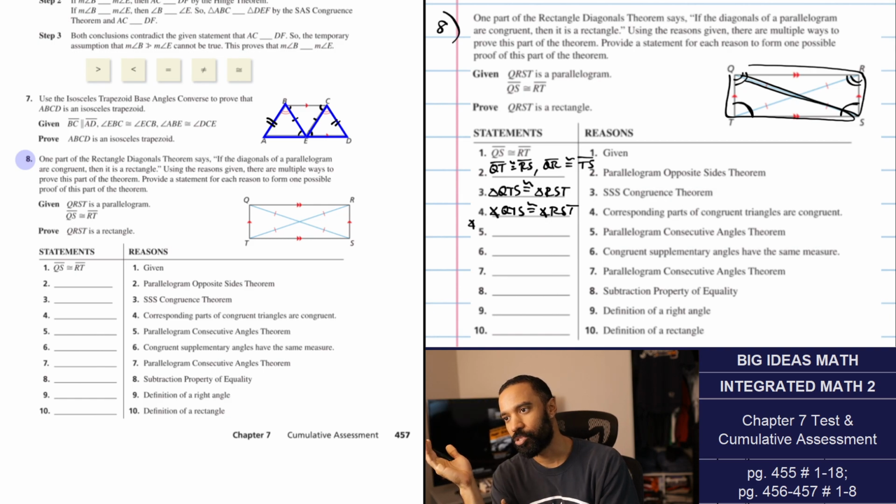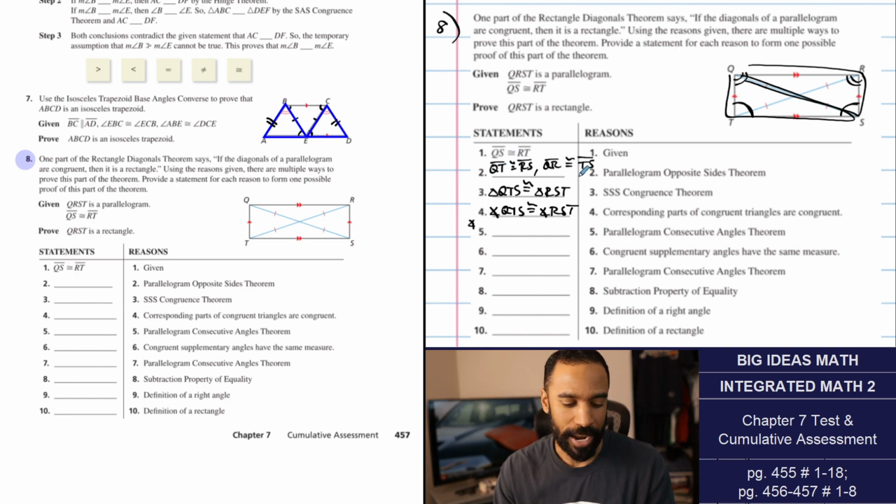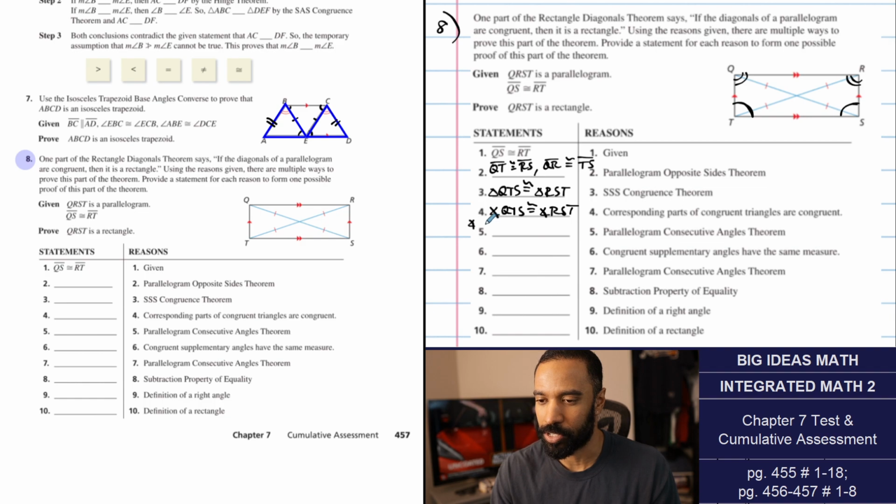Because opposite angles are already congruent, I don't need to know that there. All right, I'm going to keep working the way that I had before. So let's see if this works.